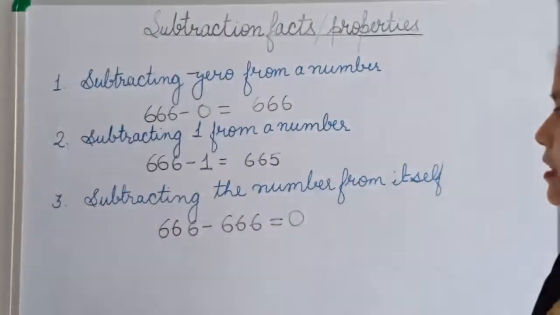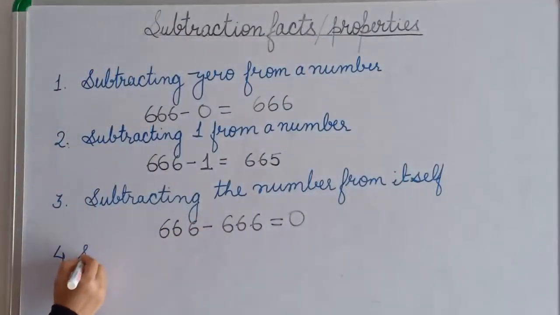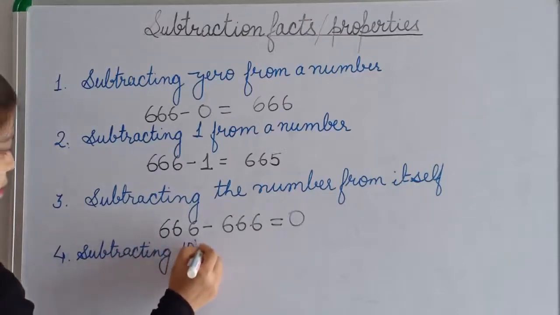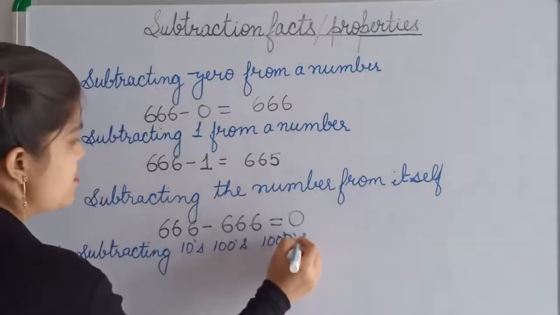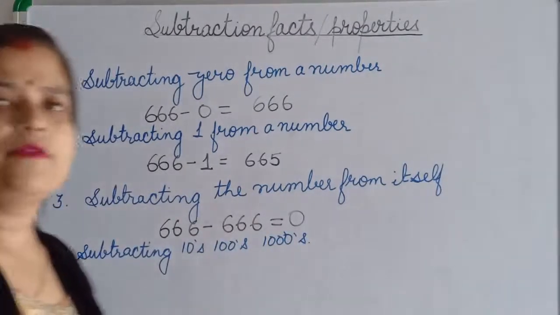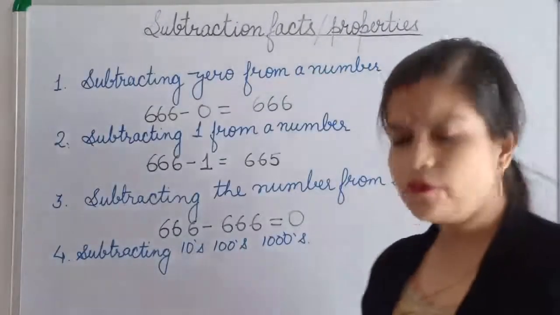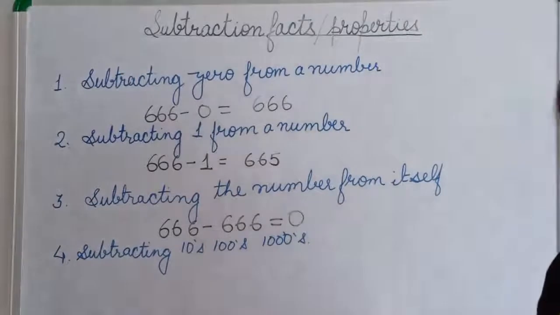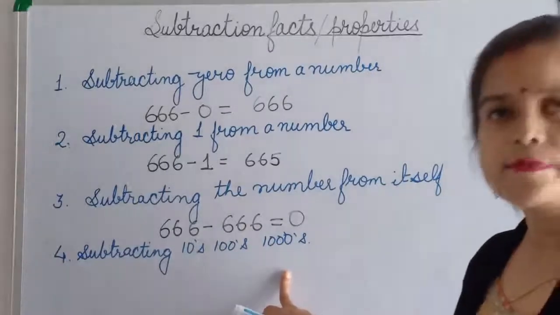Now there is a fact, subtracting by tens, hundreds, thousands, and so on, children. When we are subtracting tens, hundreds and thousands, simply what we are doing? We are only decreasing or reducing the number in the tens place, hundreds place and thousands place respectively.